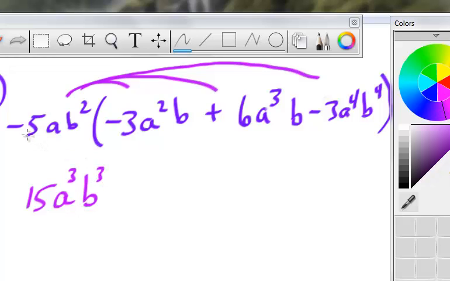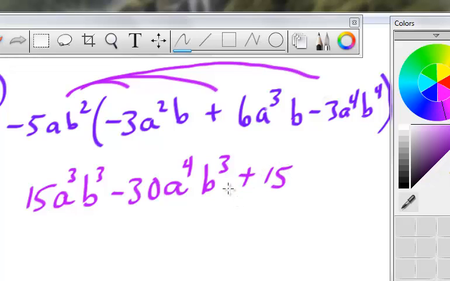The next one is going to be negative 5 times positive 6, so it's going to be minus 30. A to what power? 4, good. And B to the third. Last one, negative 5 times negative 3, that would make plus 15.